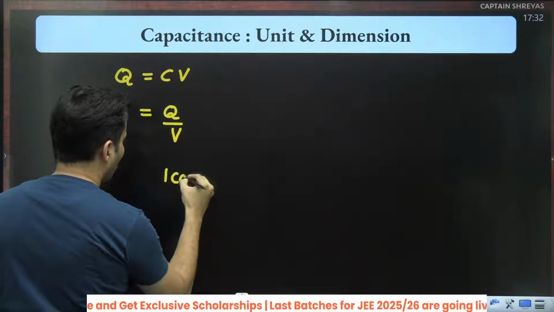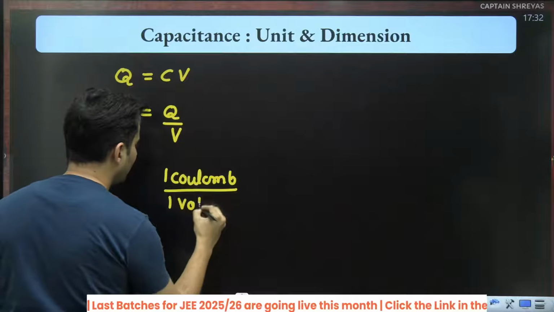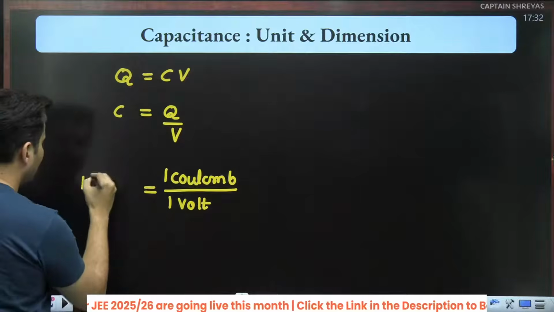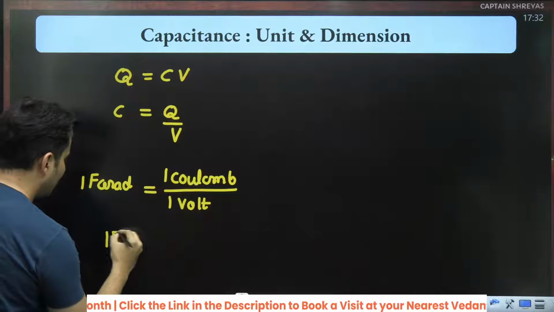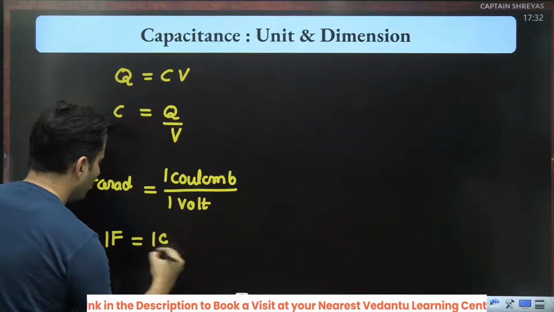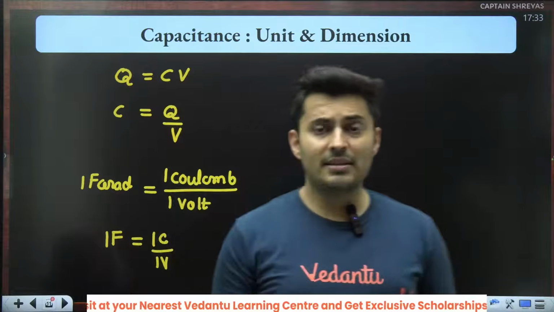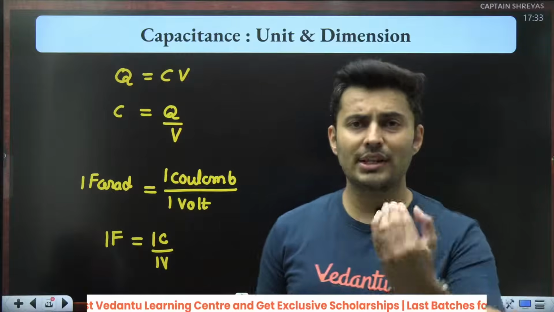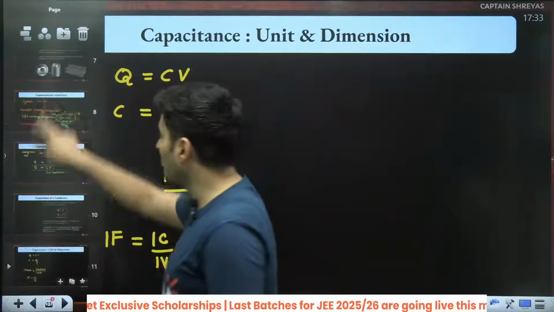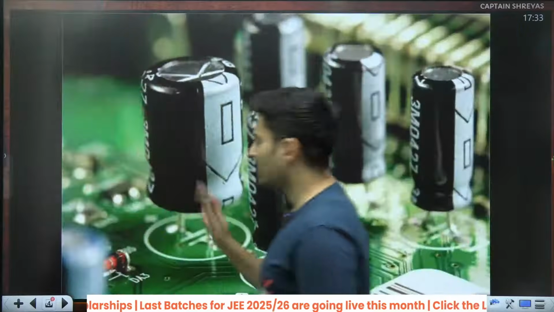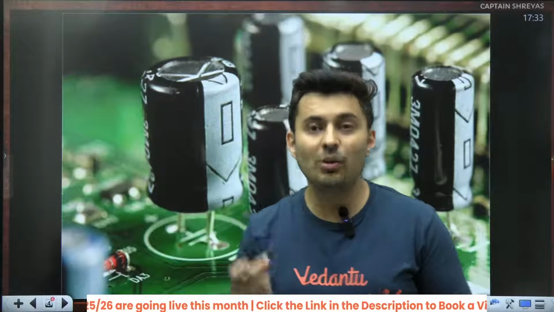So, if you store 1 coulomb of charge on a potential difference of 1 volt, then the capacitance is said to be 1 farad. 1 farad, the symbol for that is F. So 1 farad is 1 coulomb upon 1 volt. Usually, capacitances are not in farads. What you see in computers and electronic devices, the capacitors typically, the one which I showed you right over here, these capacitors typically have a capacitance of some nanofarads or even picofarads.